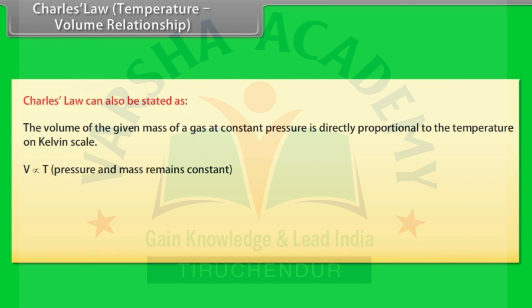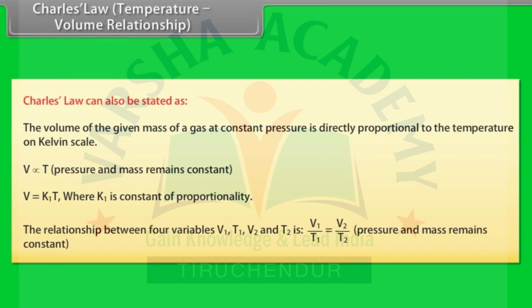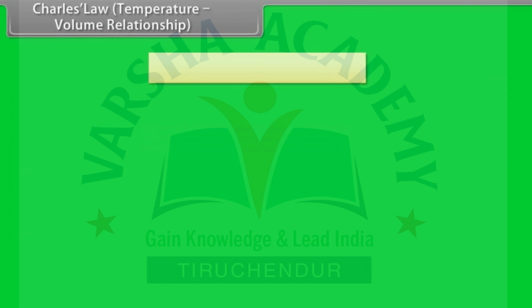Volume is directly proportional to the temperature at constant pressure and mass. V is equal to K1 T, where K1 is the constant of proportionality. Let V1 be the volume of a certain mass of a gas at temperature T1 and at pressure P. If temperature is changed to T2 keeping pressure constant, the volume changes to V2. The relationship between the four variables V1, T1, V2 and T2 is V1 by T1 is equal to V2 by T2 at constant pressure and mass.